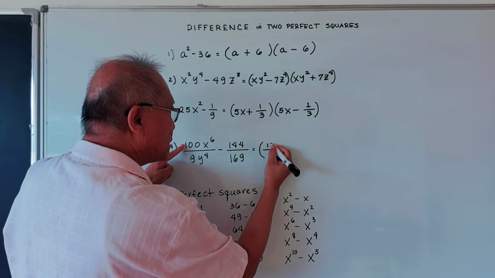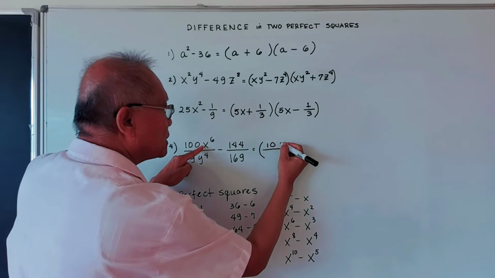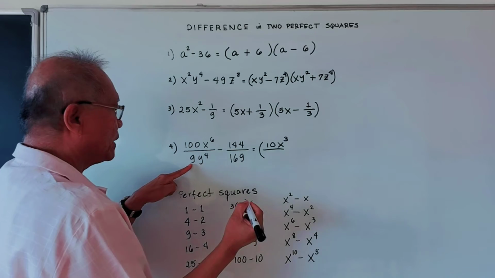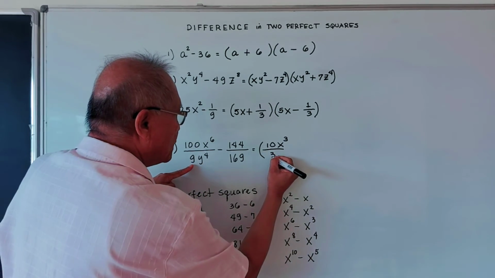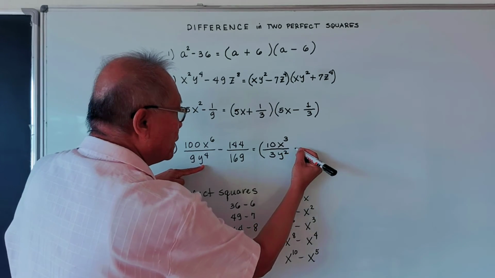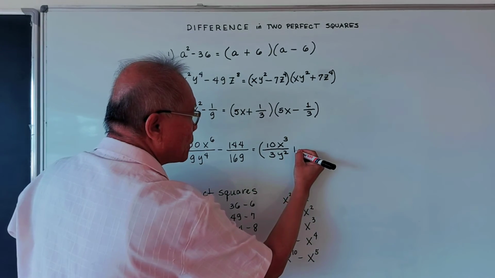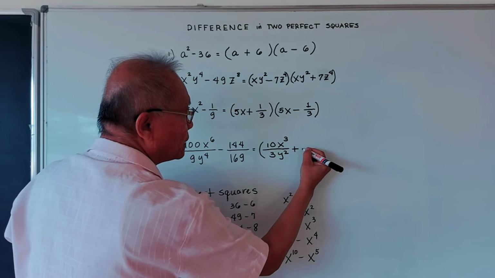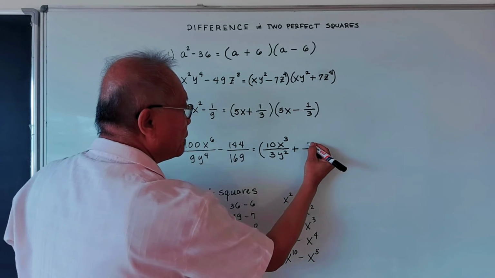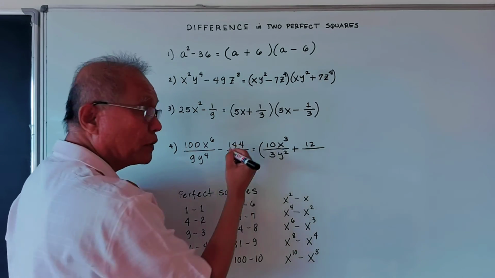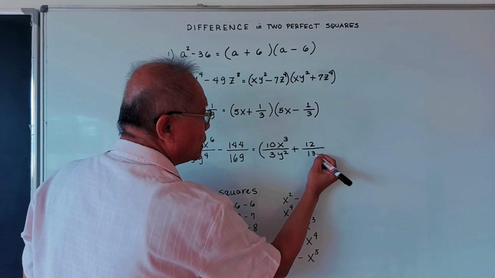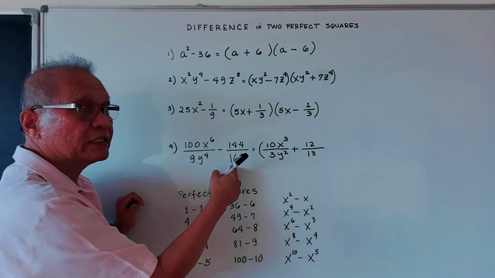And number 4, write the fractional bar first. The square root of 100 is 10. X to the 6th, 6 divided by 2 is 3 here. The square root of 9 is 3. The square root of y to the 4th is y squared. And then we have plus, you want plus first, okay, and then another fractional bar. So the square root of 144 is 12, because 12 times 12 is 144. 169 is 13 here, because 13 times 13 is 169.